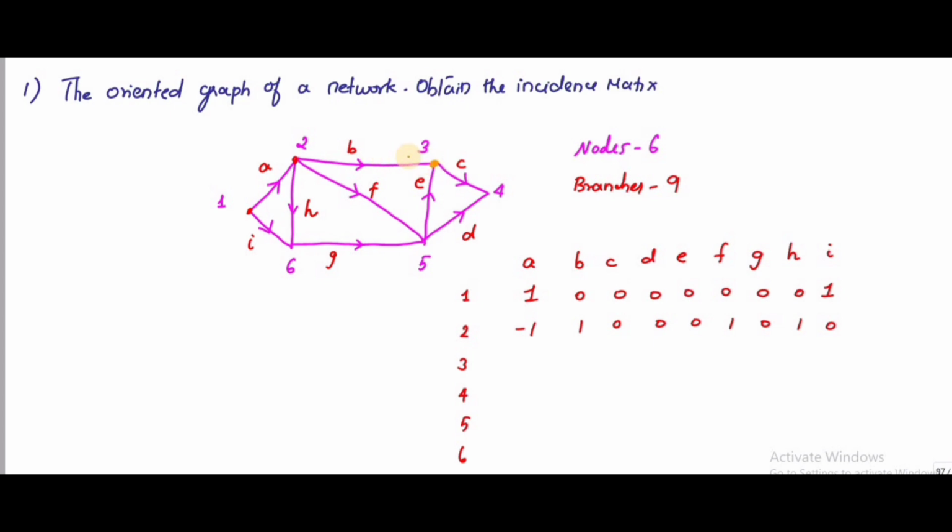Let me go for the next node 3. In 3 you have B, E, C. B and E are incoming, and C is outgoing. Next for 4. For 4, C and D are incoming. For the rest, it is 0.